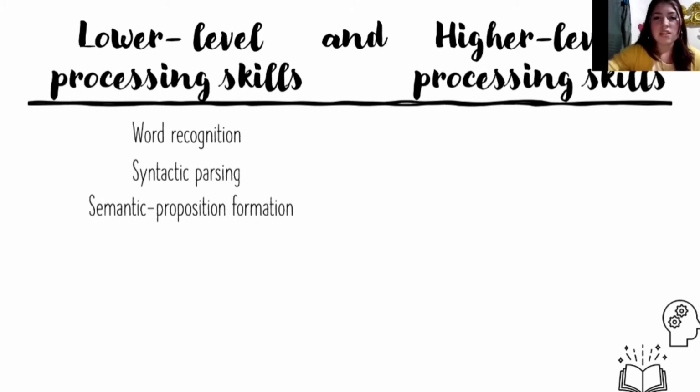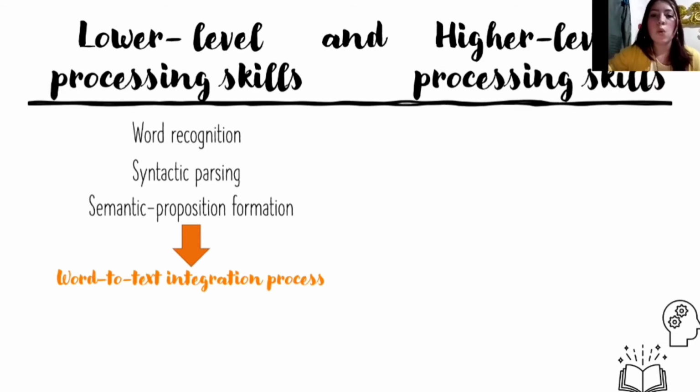This stage starts up almost at the same time as syntactic parsing, and it involves the process of combining word meanings and structural information into basic clause level meaning units. Here, the reader is given time to integrate all the information, connecting elements into phrases and clause level propositional units in a way that everything makes sense, let's say. This process is known as the word-to-text integration process.